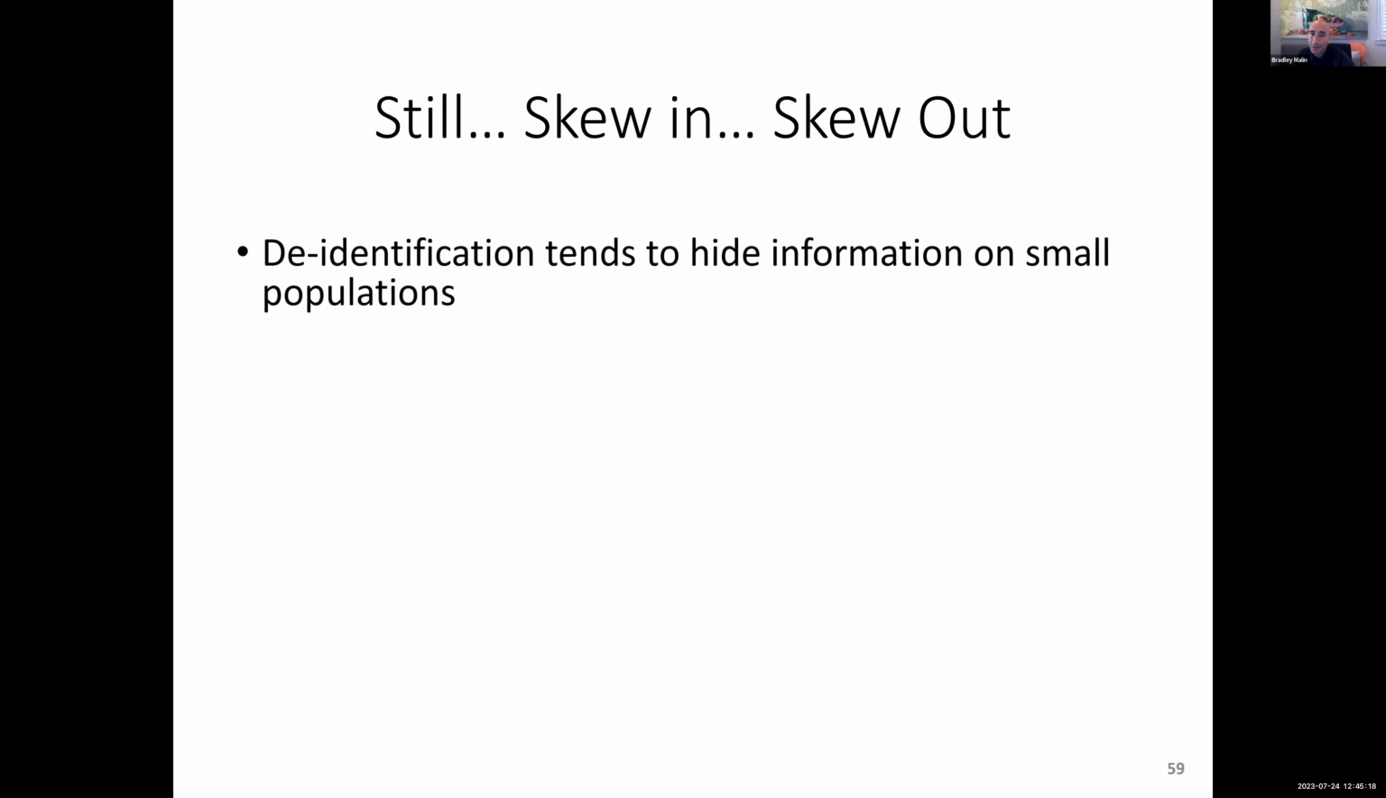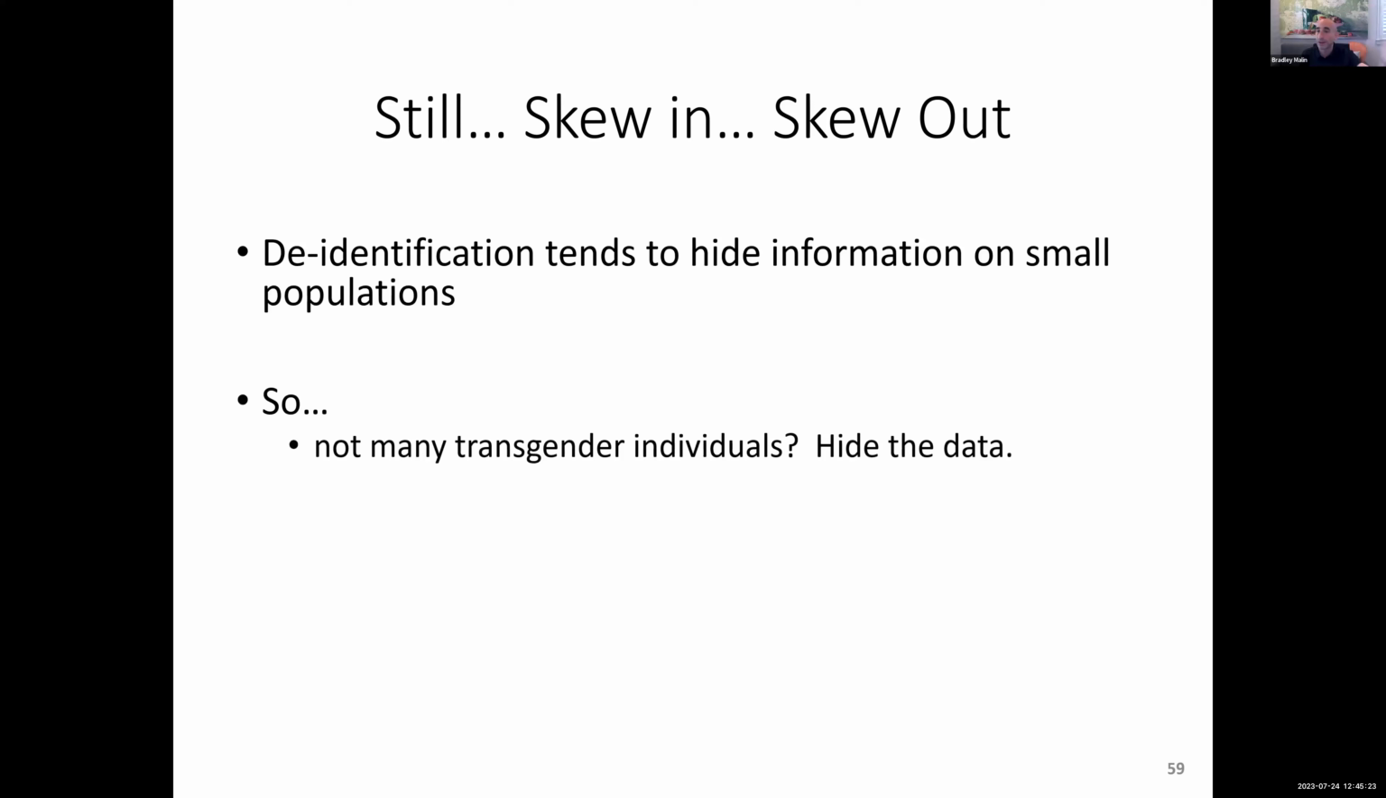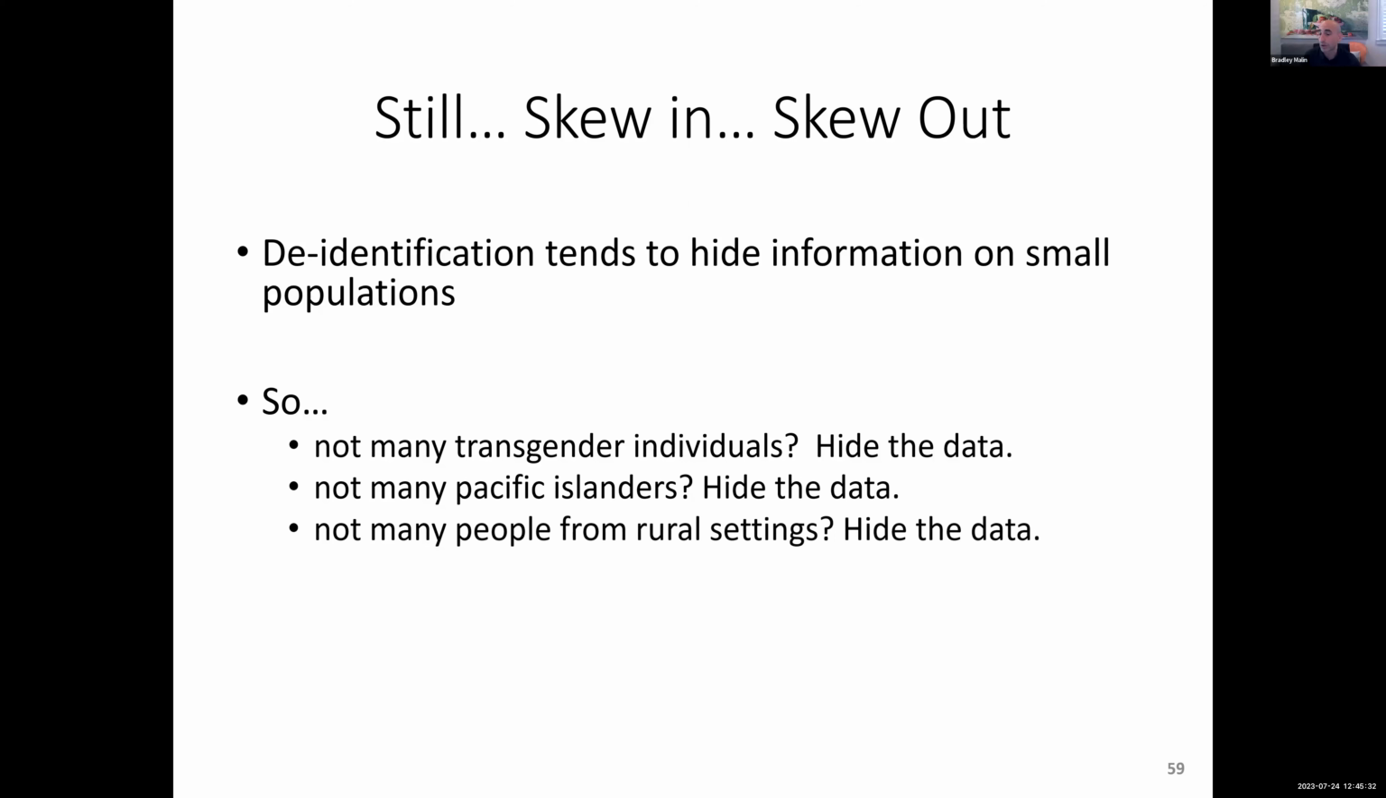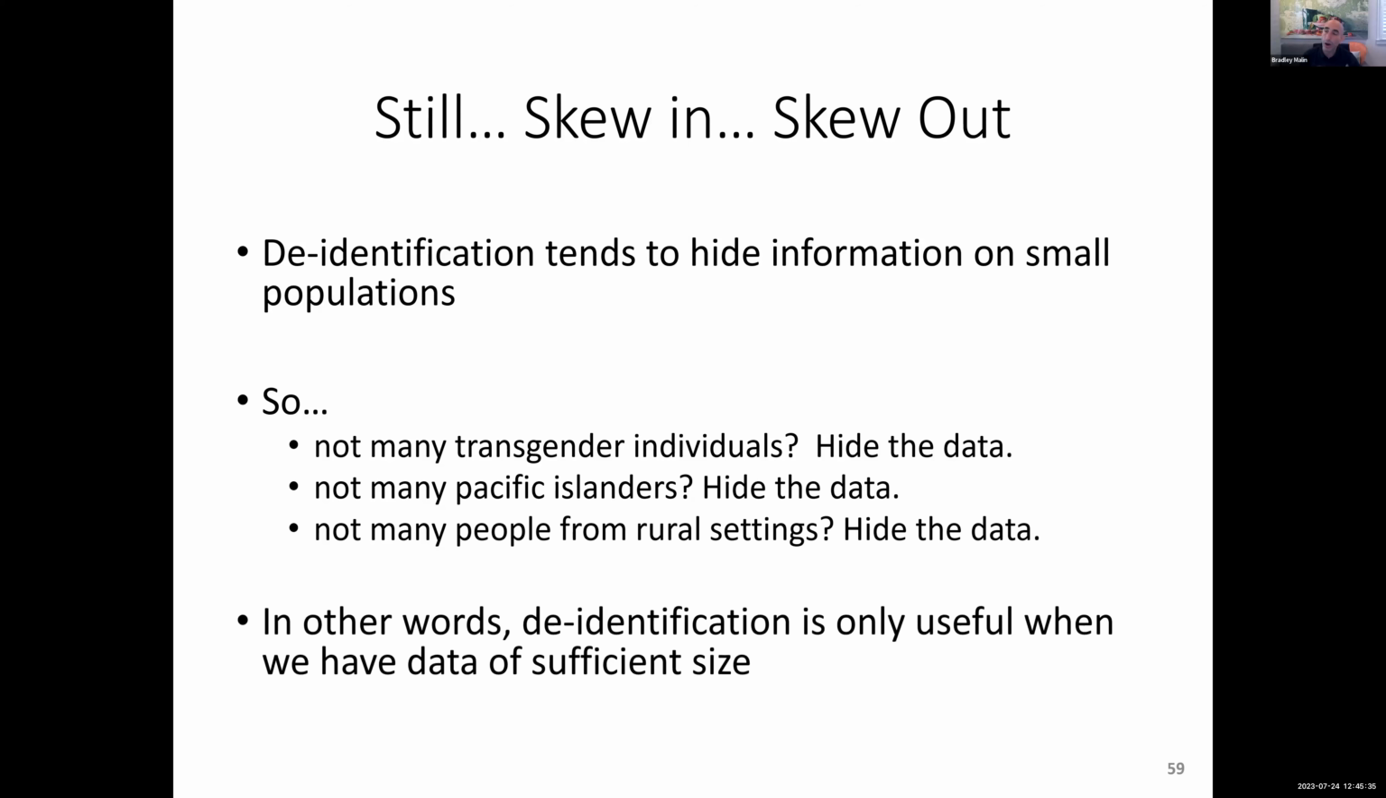So you can think about this in terms of like you're hiding information on these small populations. Examples of this would be you don't have many transgender individuals, so you hide the data. You don't have many Pacific Islanders, so you hide their data. You don't have many people in rural settings, so you hide their data. The artifact of this is that you basically are saying you don't have sufficient size, you don't have standing in this data set, you're out. And the other artifact is that what it means is that the rich get richer. The people who are in the majority populations, they get studied more.